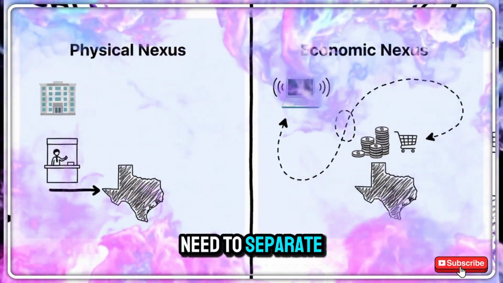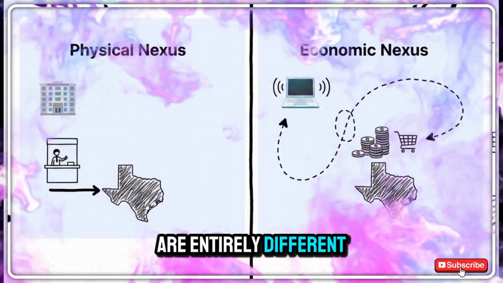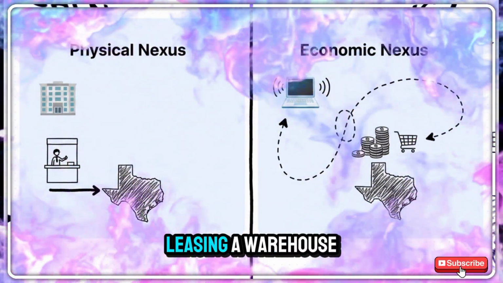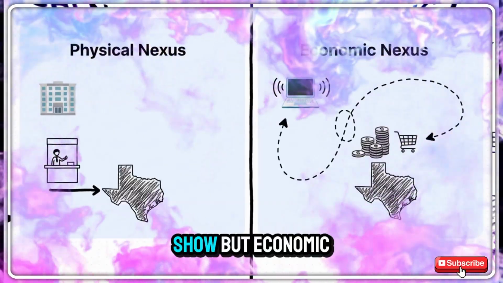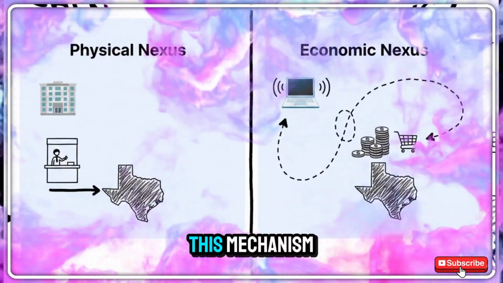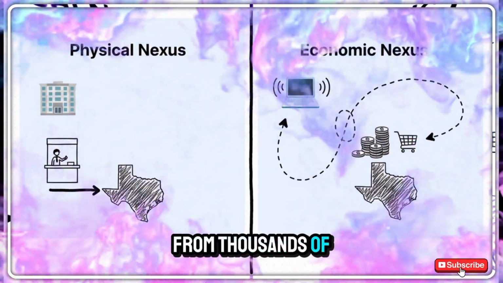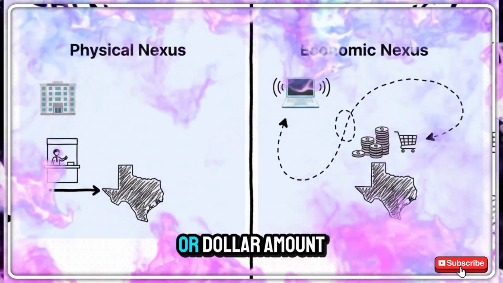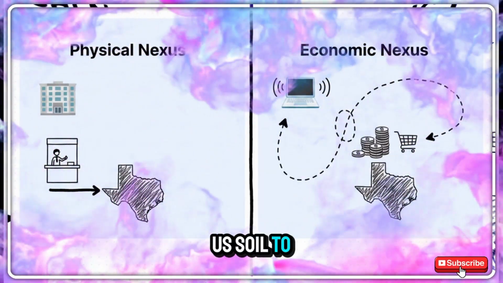Now, we really need to separate the 2 types of nexus because the mechanics are entirely different. Physical nexus is pretty obvious, right? It's triggered by tangible stuff, leasing a warehouse, having an office, or even just flying an employee out to a local trade show. But economic nexus, that's the non-obvious reality. This mechanism means you can trigger a legally binding tax liability from thousands of miles away, entirely remotely, simply by hitting a specific sales volume or dollar amount in that state. You literally never have to touch US soil to trigger it.